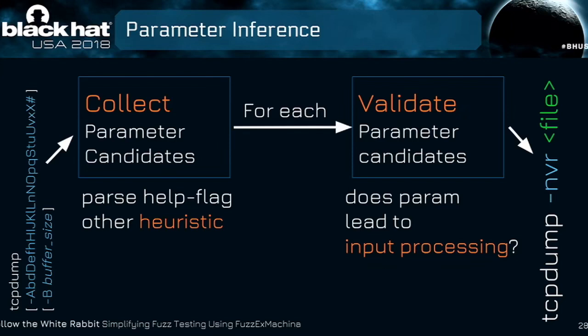Then once we have all those parameter candidates, for each parameter candidate, we do a validation phase, which basically means we need to check if the parameter we tried actually led to the processing of user-defined input.